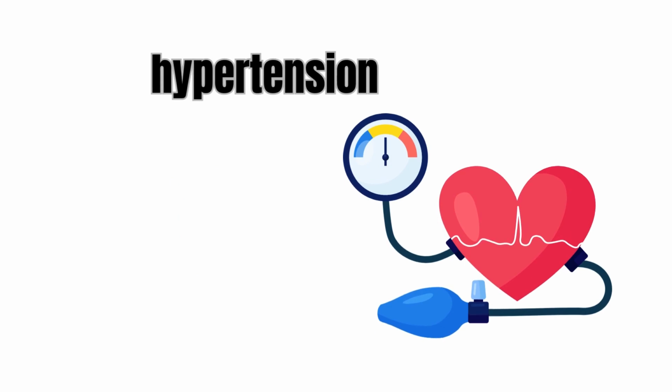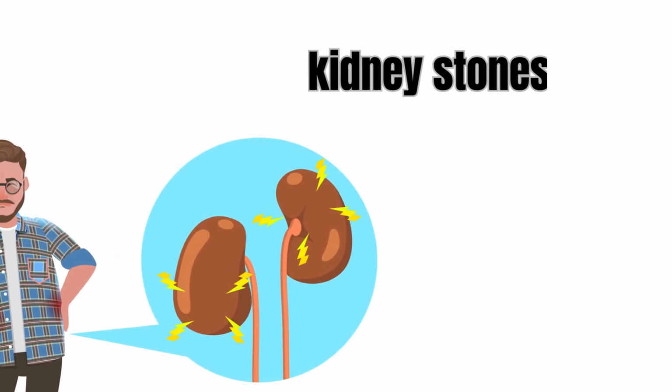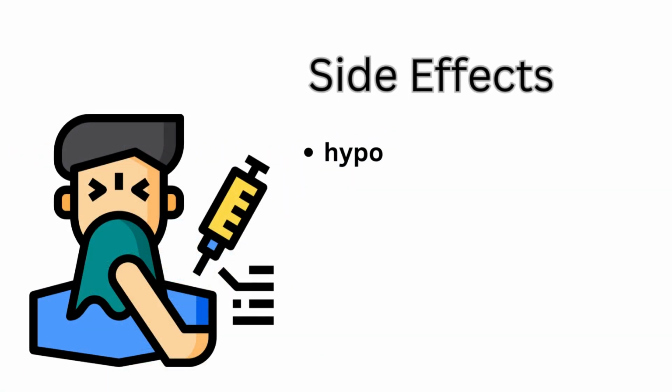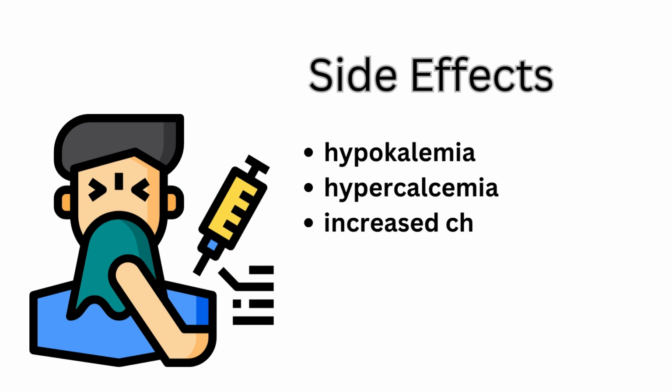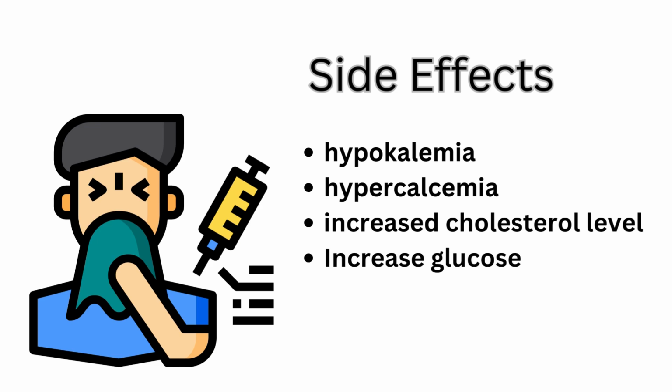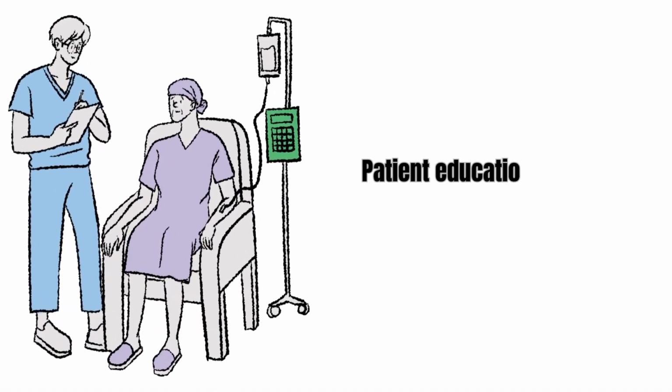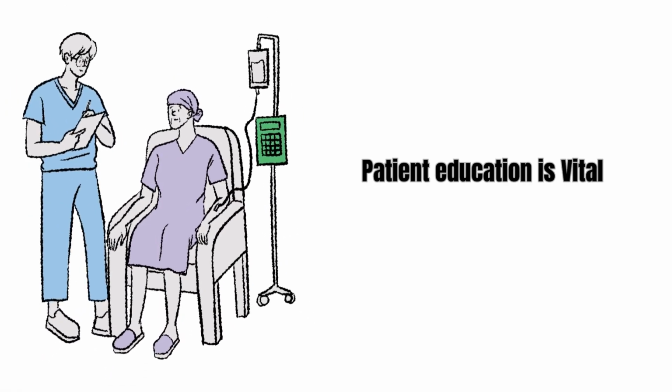Thiazides are primarily used in the treatment of hypertension. They can also be used to prevent the formation of certain types of kidney stones. Side effects include hypokalemia, hypercalcemia, and in some cases, increased cholesterol and glucose levels. Patient education on these side effects is vital.